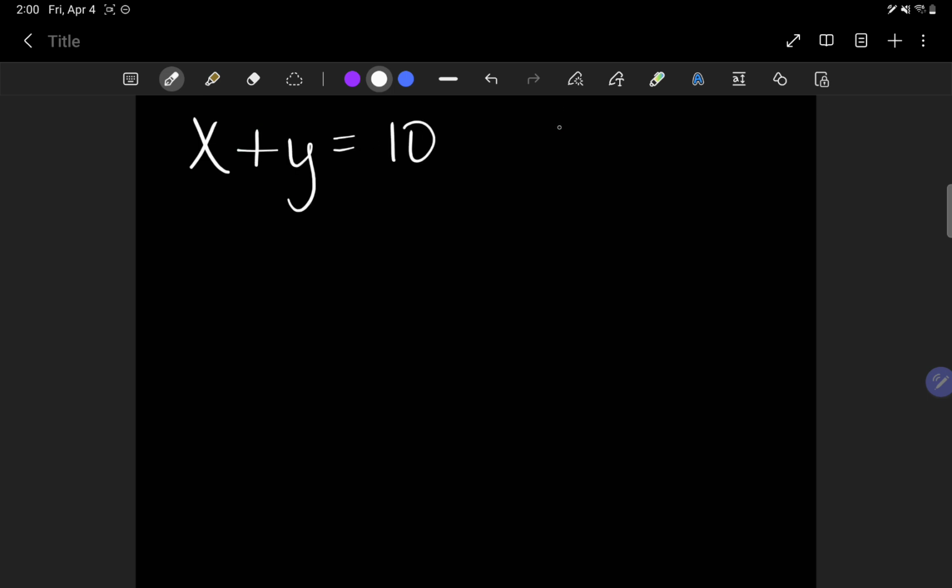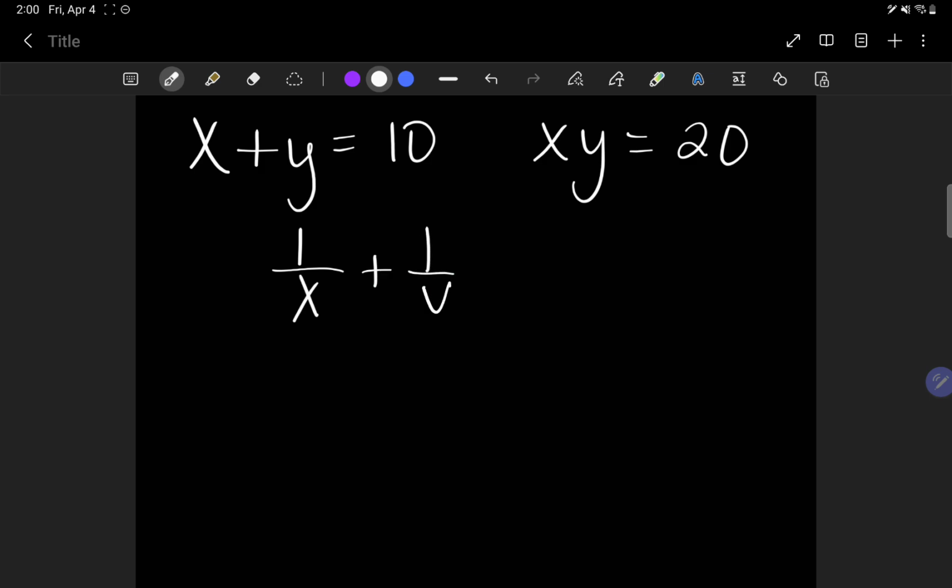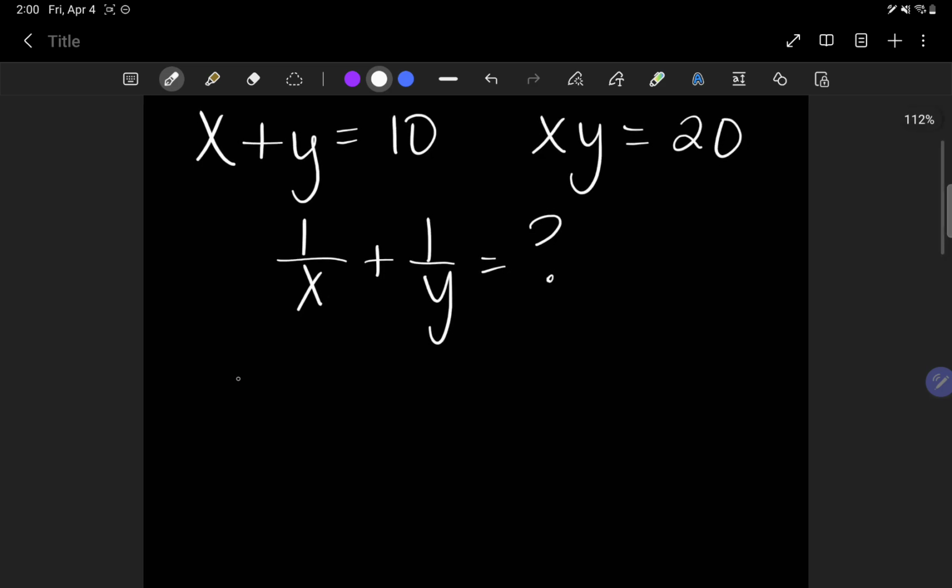So the problem is x plus y equals 10, and x times y equals 20. Do you want me to solve this one first, or do you want to do it? I'll take a crack at it. All right, let's see it. Let's see. So it's a system here.